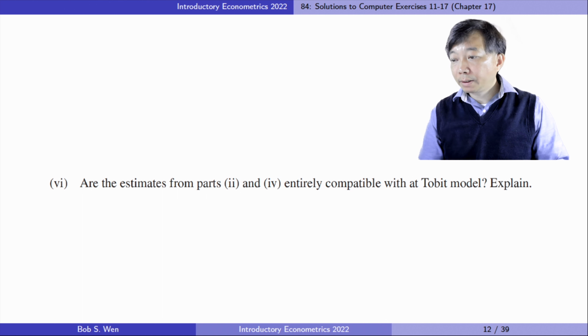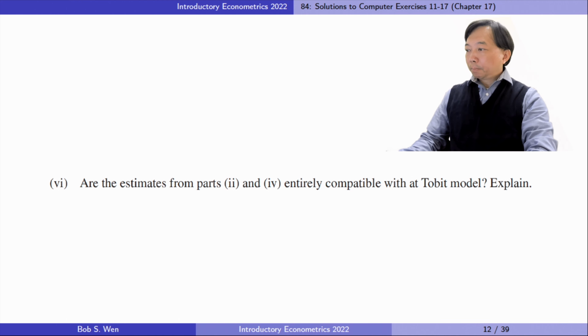In Part 6, are the estimates from Part 2 and Part 4 entirely compatible with each other? Explain. In Part 2, we use a probit model for the binary dependent variable, the donation response. In Part 4, we estimate a Tobit model for a continuous variable with corner solution values, the amount of the donation. The dependent variable is different between these two models. We cannot directly compare the estimates, but we see that the signs of the estimates are the same. They are compatible.